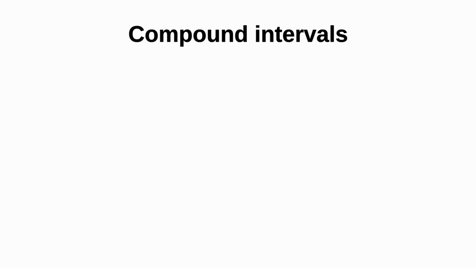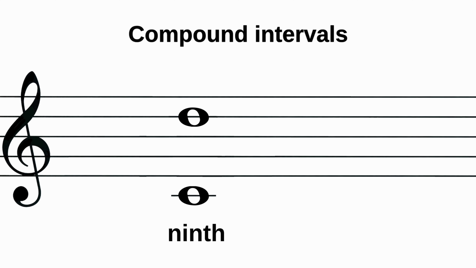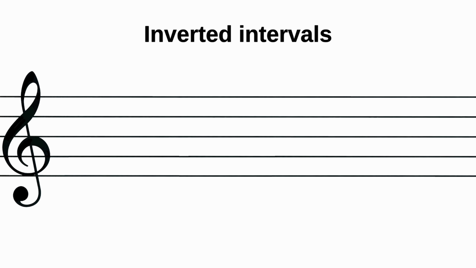Compound intervals are intervals larger than an octave, which means they are the distance between two notes that are more than 8 letter names apart. For example, a ninth is a compound interval because it is the distance between two notes that are 9 letter names apart. Intervals can also be inverted.